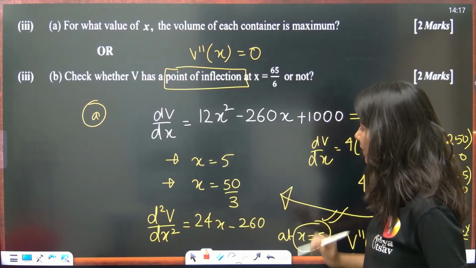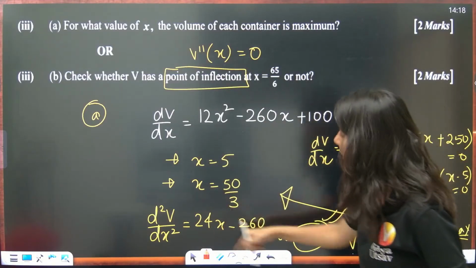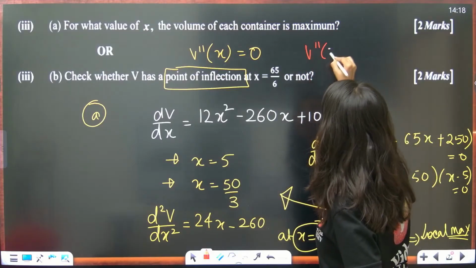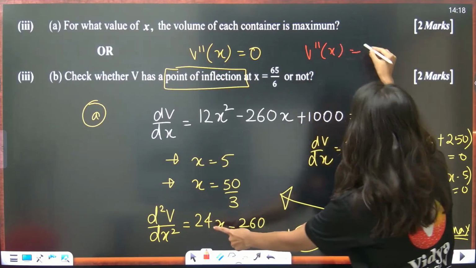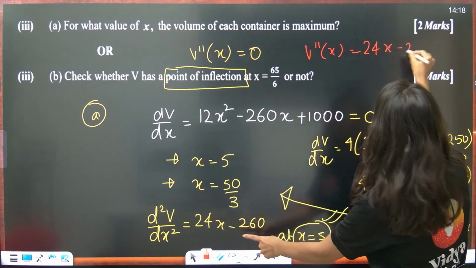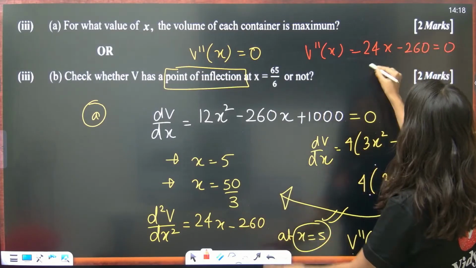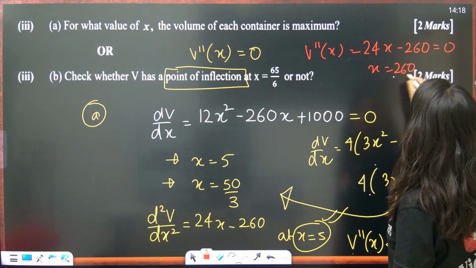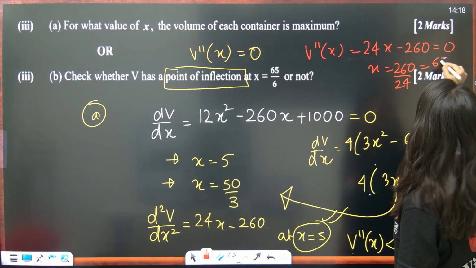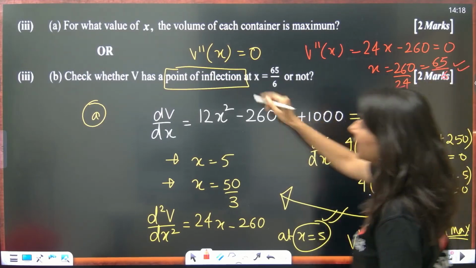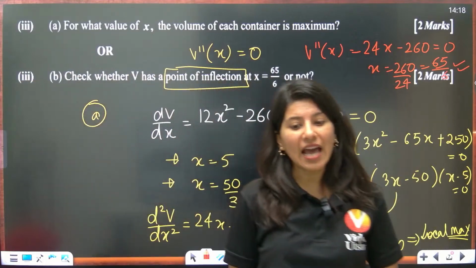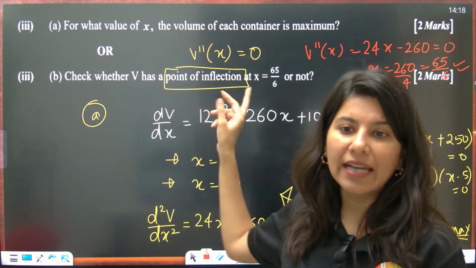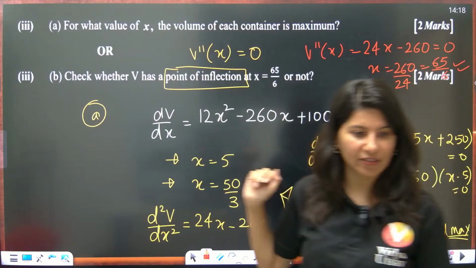If the double derivative is 0, so just understand, when V double dash x is 0, that means 24x minus 260 should be 0. Correct? So x is 260 by 24, that is 65 by 6. That means yes, V has a point of inflection at x equals 65 by 6.